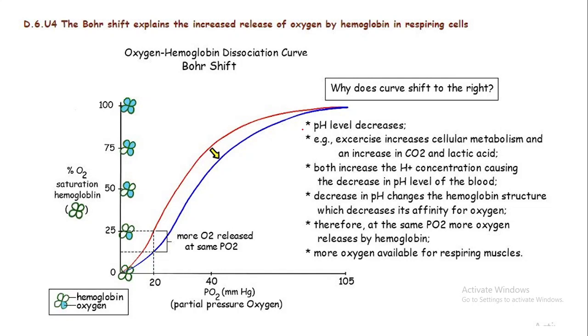This happens when the pH level decreases. pH level decreases in the sense it becomes acidic, which means the H+ ions are high. This happens during exercise, when exercise increases cellular metabolism and there is an increase in carbon dioxide and lactic acid. Both of these mean what? Increase in CO2 and lactic acid increases the H+ concentration, causing a decrease in the pH level of the blood. Now, decrease in pH changes the hemoglobin structure, which decreases its affinity for oxygen.